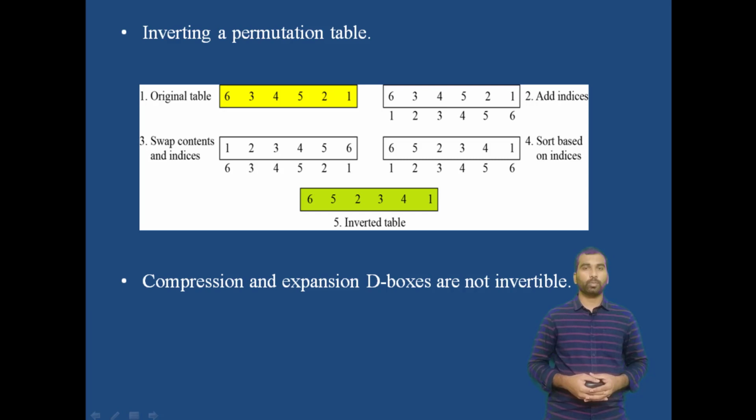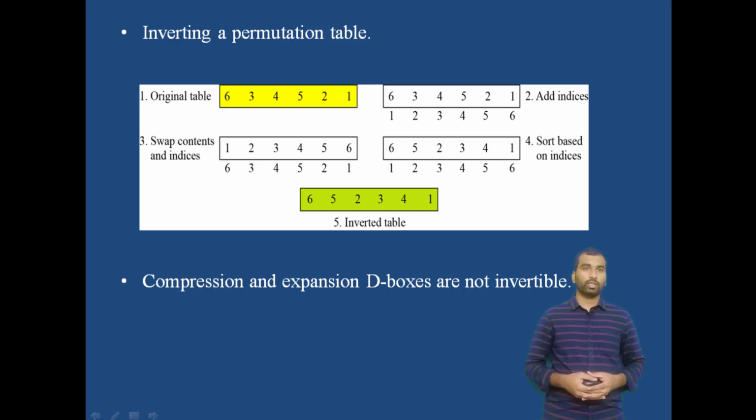Now the second step is to add the indices. For the 6 elements, I'm adding the indices, that means the positions of the elements. The first position represents the 6th bit, the second position the 3rd bit, the 3rd position the 4th bit, the 4th position the 5th bit, the 5th position the 2nd bit, and the 6th position is the 1st bit.